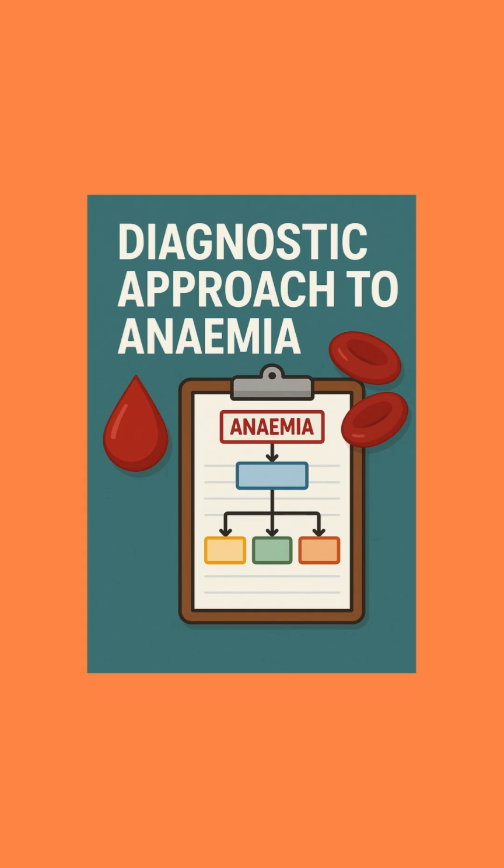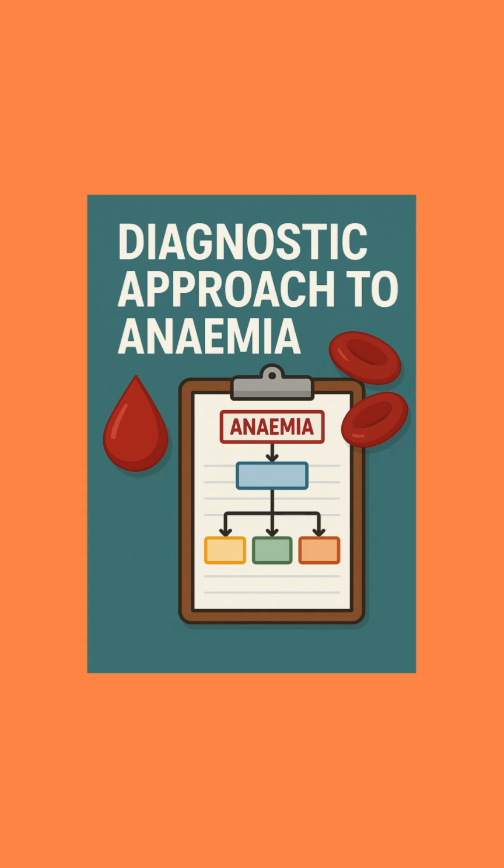Now, normocytic anemia. This is trickier. It could be early iron deficiency, acute blood loss, hemolysis, or anemia of chronic disease. Here, your next step is the reticulocyte count, a window into bone marrow response. A high reticulocyte count suggests the marrow is responding, likely due to blood loss or hemolysis.